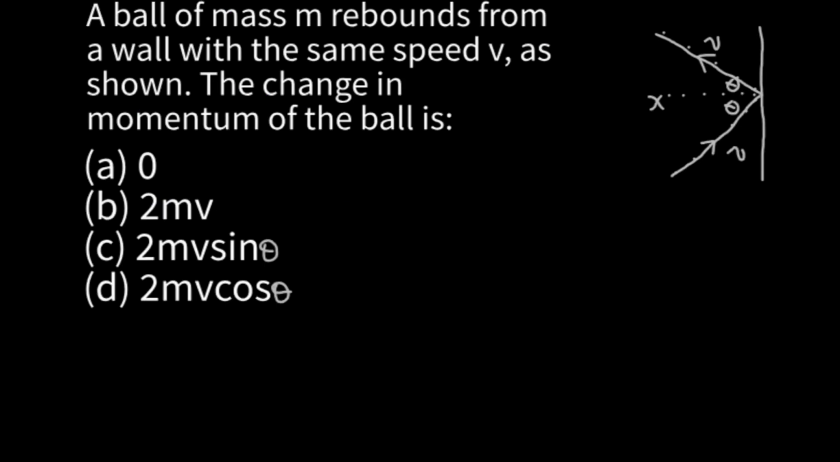Our last problem, we have a ball of mass M rebounding from a wall with the same speed we can see, and it also has the same angle. We want to know what is the change in momentum of the ball. Alright, first let's analyze the y direction. We have a change in momentum, and the y direction is going to be its final y momentum minus its initial y momentum. We can decompose these velocity vectors to see, we're going to call this V naught and V final.